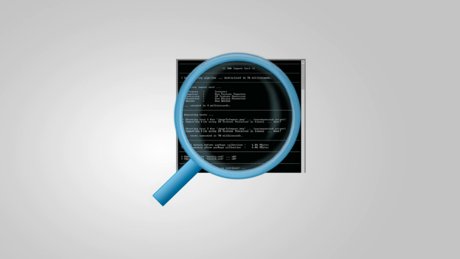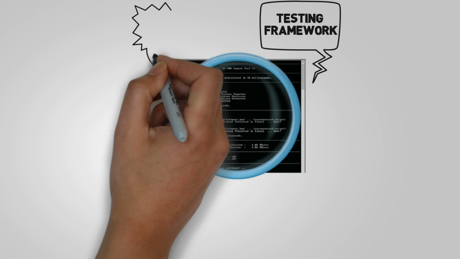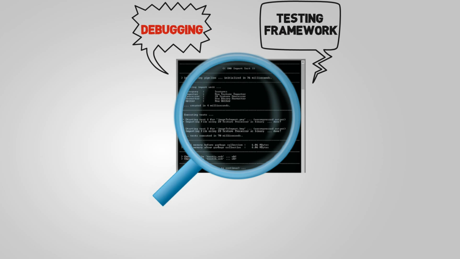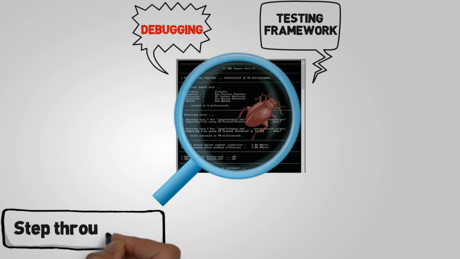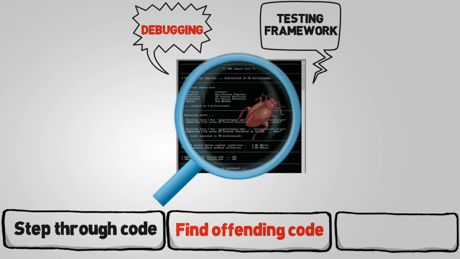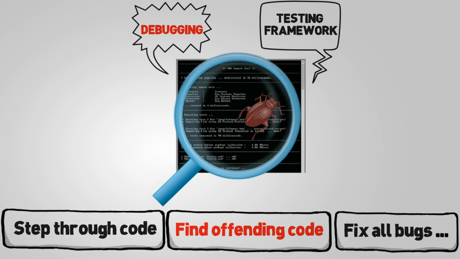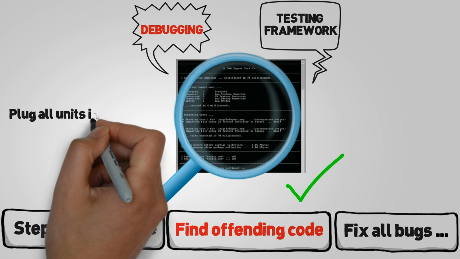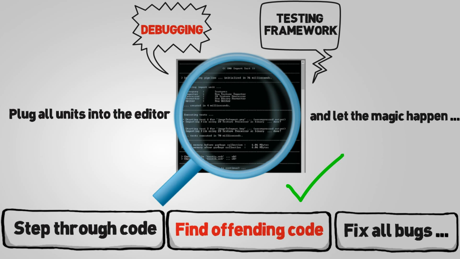But there's more. What if I told you that APE comes with a testing framework? It's true. When you are implementing your units, you can use it for debugging. You heard right, debugging. Find offending code, fix it, and verify that everything works as expected. And then you're ready to go. Plug all units into the editor and let the magic begin.